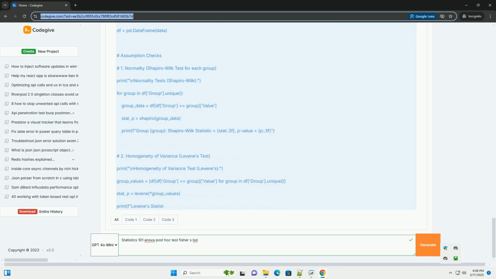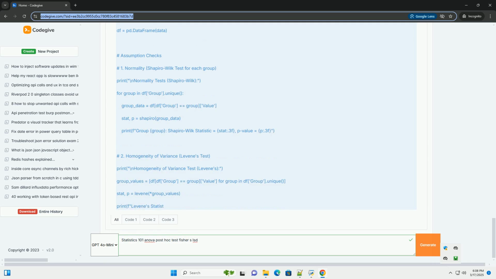3. ANOVA. Uses statsmodels.formula.api.ols to create a linear model. The formula 'value ~ group' specifies that value is the dependent variable and group is the independent variable, the factor. model.fit fits the model to the data. anova_lm(model) performs the ANOVA and creates an ANOVA table. The ANOVA table is printed to the console.